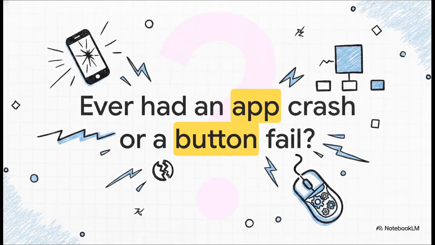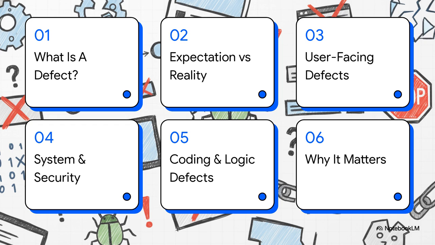I mean, ever had an app just instantly crash right in the middle of something super important? Or maybe you're clicking a button online and it just completely refuses to work. Yeah, we've all been there. It's incredibly frustrating. Well, today, we're taking that totally infuriating concept of a glitch or a bug, and we're breaking it down into an exact, structured taxonomy. Okay, let's dive into this.